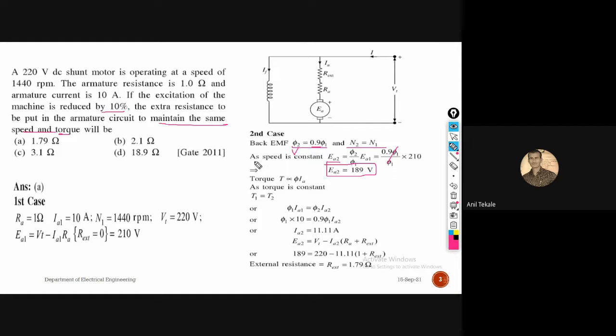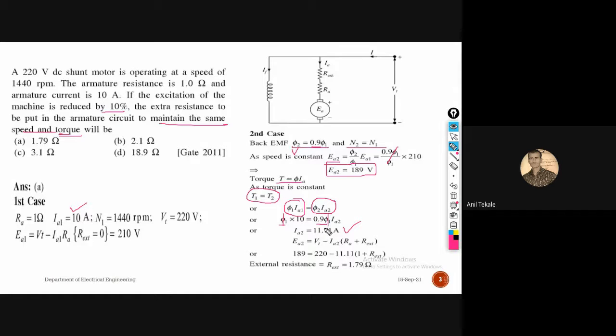Then again, as they told us, the torque will also be the same. Torque is directly proportional to phi Ia, and as the torque is constant, we will take it as it is. So for torque 1 we have phi1 Ia1, and for torque 2 phi2 Ia2. Ia1 is a known value. Phi1 we will write as it is. Phi2 is again a known value, 0.9 phi1, and Ia2. So phi1 cancels and Ia2 will become 11.11.